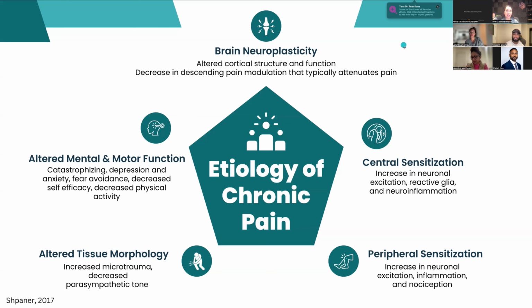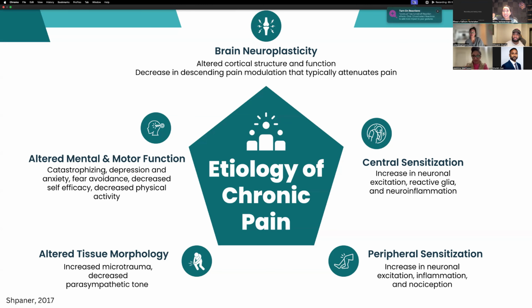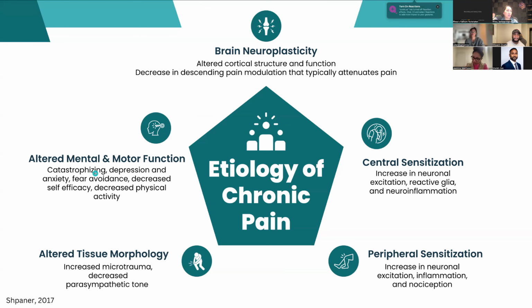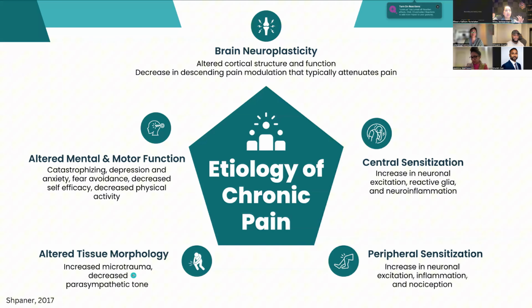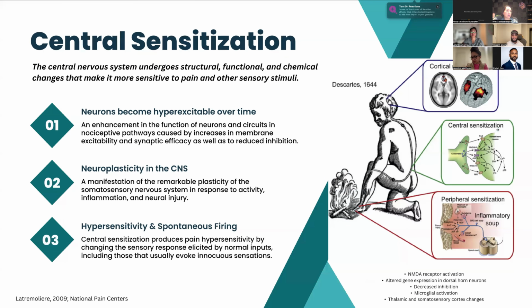And so people will often say, oh, well, it's all in their head. I mean, technically it is all in their head, but it's real. It's a real sensation that's happening because these neurons have changed. So there's other things that go into it. A lot of these overlapping conditions: depression, anxiety, different tissue morphology, microtrauma, and a decrease in your parasympathetic tone. So you have constantly elevated blood pressure and heart rate as well. So that's kind of one of the main etiologies of chronic pain. This goes a little bit more into central sensitization, how those neurons become hyperexcitable over time.